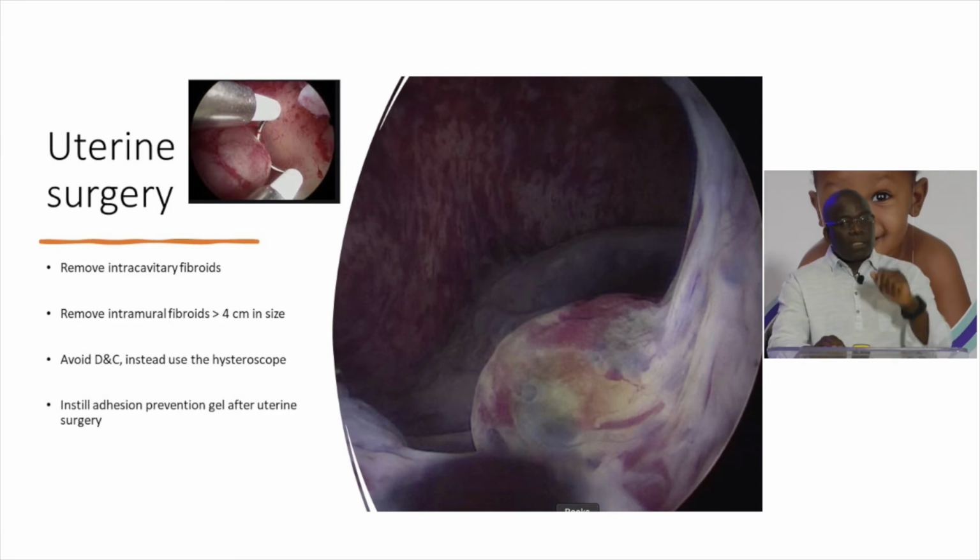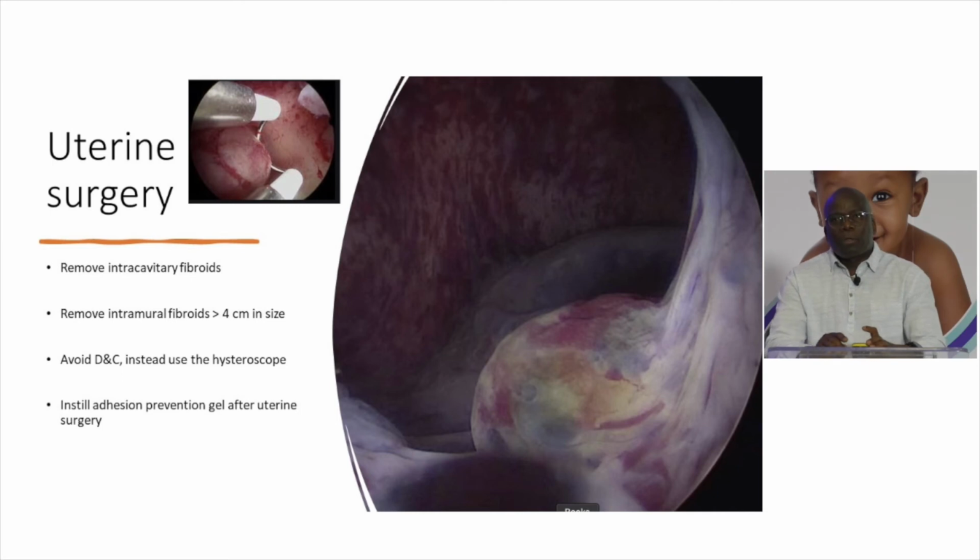So DNC is bad for fertility. And after clearing the pathology in the womb, it is recommended that one must instill a gel that will prevent adhesions or scar formation, because any surgery in the uterus can induce scars.